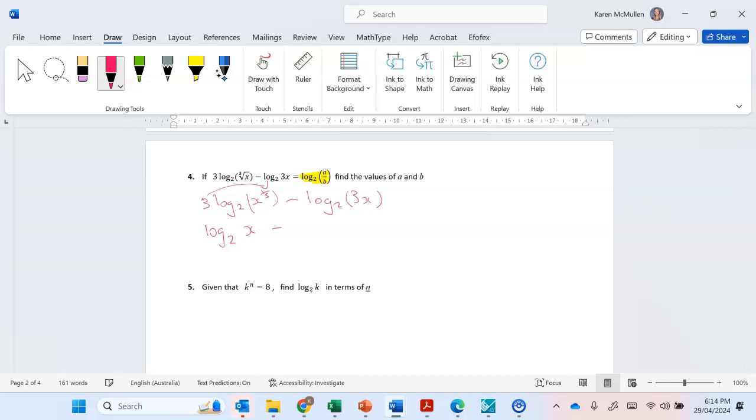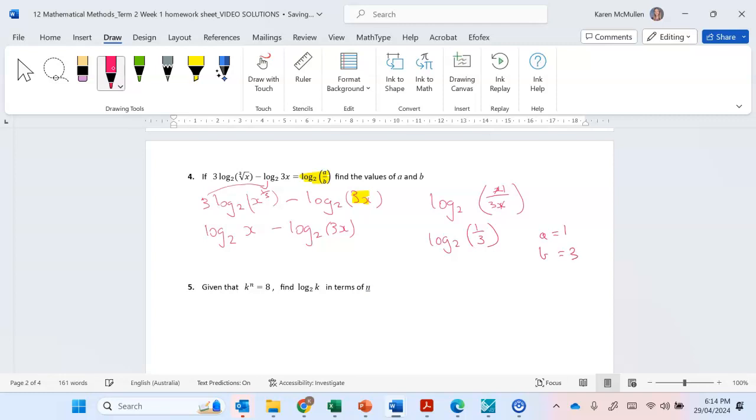And then I'm going to just separate this part here. Actually, I could probably divide. Let's do that instead of separating them. So we've got the same bases and we're subtracting, so we can do log base 2 of x on 3x. So our x's cancel, and we're left with log base 2 of 1/3. So that means our value of a is 1 and b is 3.